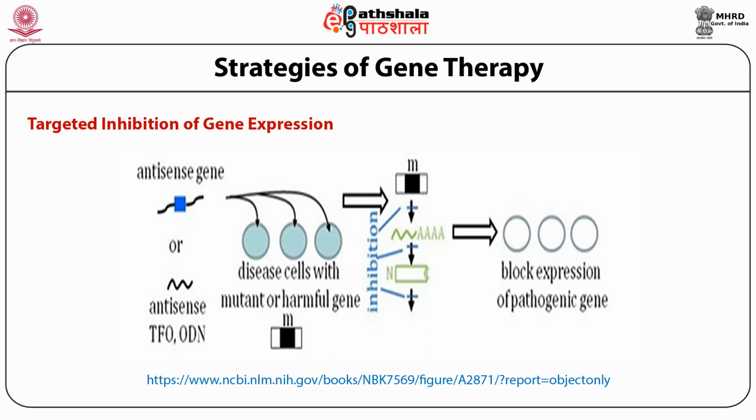The figure you are looking at on the screen shows inhibition of gene expression by insertion of the antisense mRNA coding gene inserted vector, or triplex forming oligonucleotides, written as TFO, or antisense oligonucleotide, written as ODN in the slide, either by forming a DNA-RNA triplex inside the nucleus or by forming an RNA-RNA duplex with the complementary mRNA strand of the disease protein coding mRNA. This may lead to the blocking of disease causing protein expression.